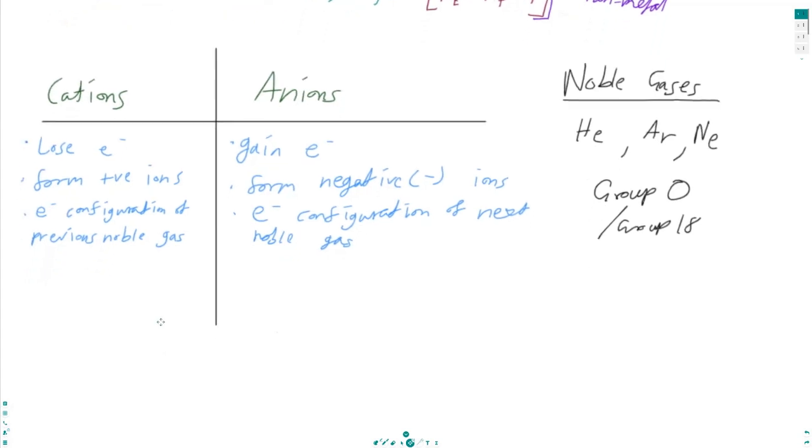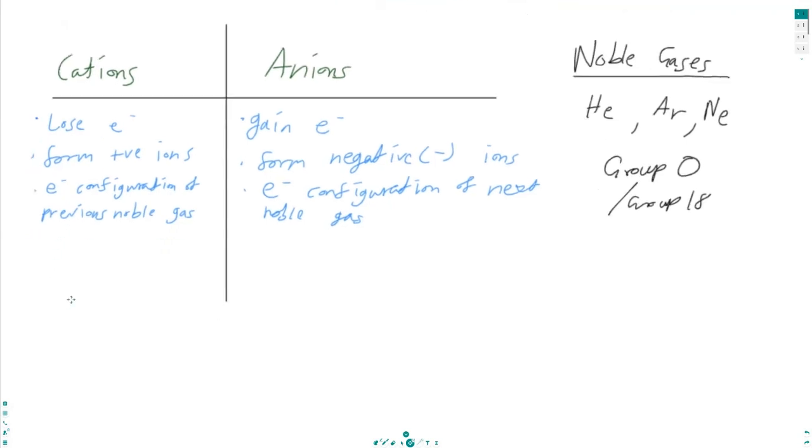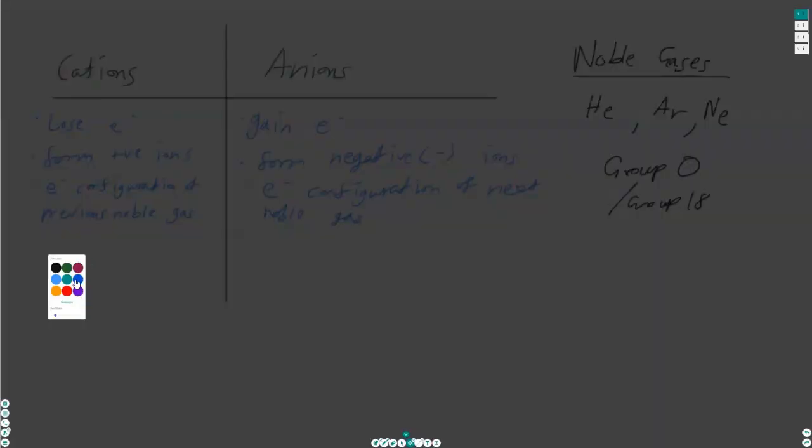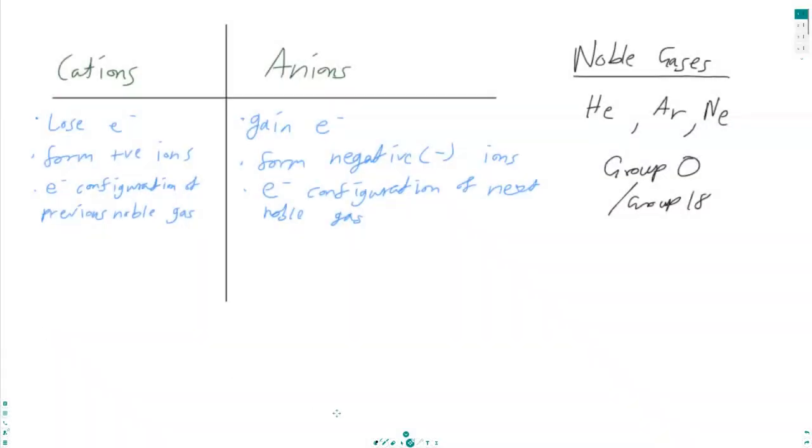Anyway, molecular ions. There are some small groups of covalently bonded atoms that can also lose or gain electrons to form ions, and these are called molecular ions. Hopefully you can still hear me. Yes, you can. Okay, good. So we're now going to look at molecular ions.